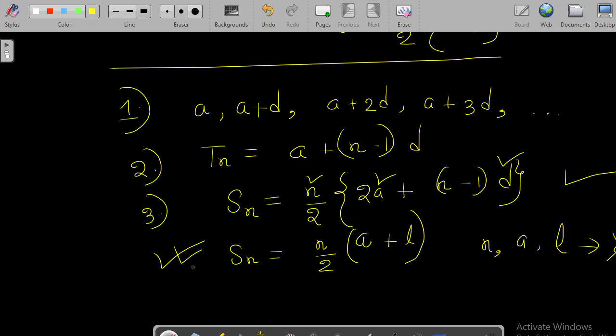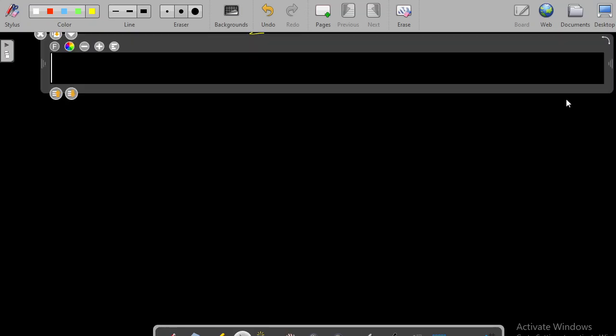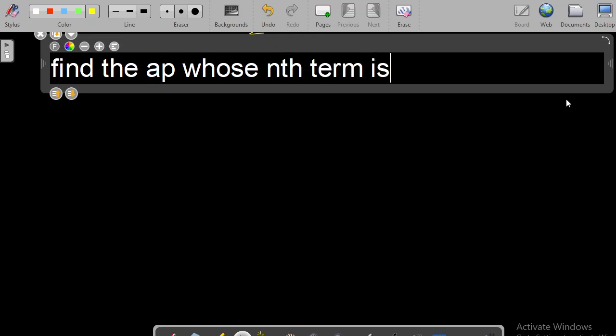Okay, now let us go to some questions to solve AP. The first question is like this. Let me first write the first question. Find the AP whose nth term is 7 minus 3n.